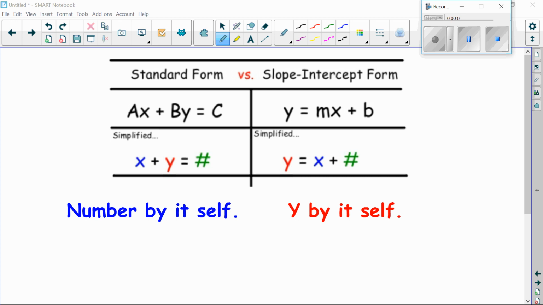Check it out, A1 Math, and today we're looking at using intercepts in order to solve word problems.